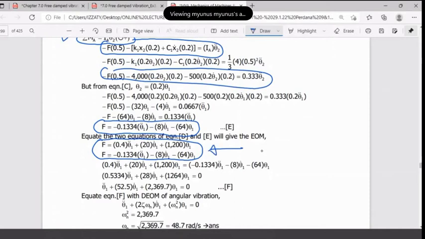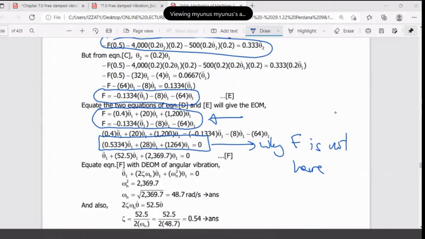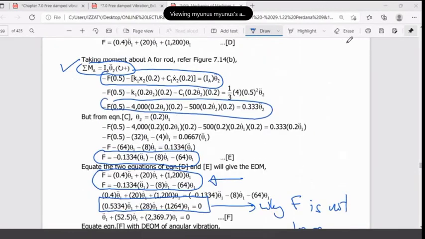Then you cancel F and F, isn't it? Because this equation is basically from one single long equation coming from the angular and also torsion twist motion. So you equate the two equations and become only one single equation. Your F will vanish. My question: why is F not here? Here is the equation. Why? Anyone? Why is F not there? It's not in the equation.